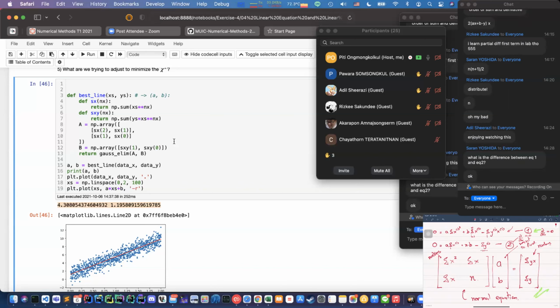If you're done, let me know. Just put these two equations in and then you're done. Nothing more fancy than that. But to get these two equations, you need to understand some math.